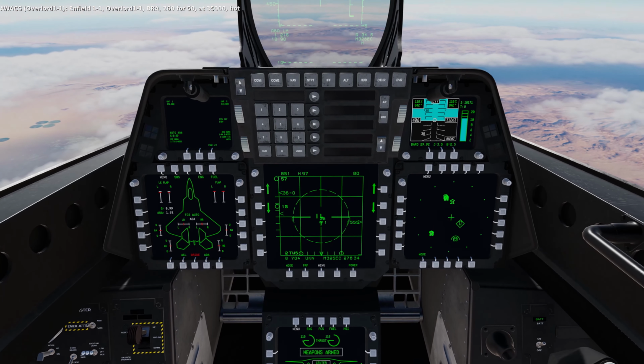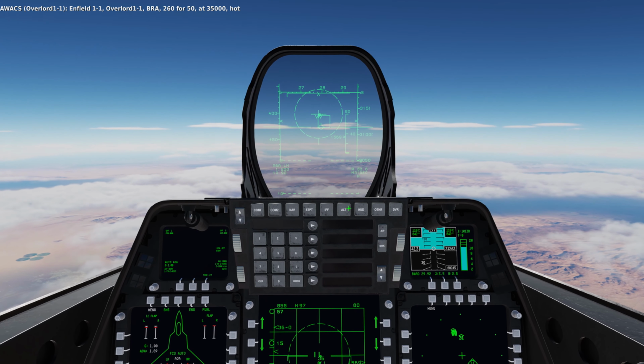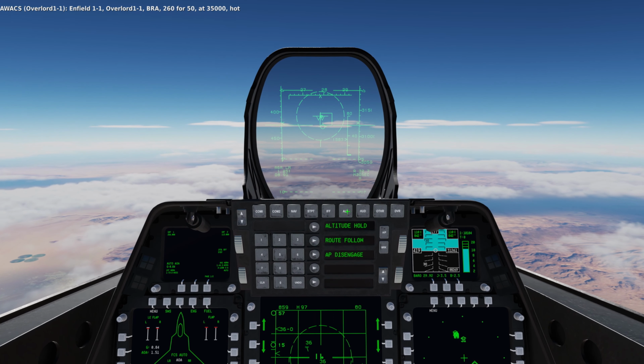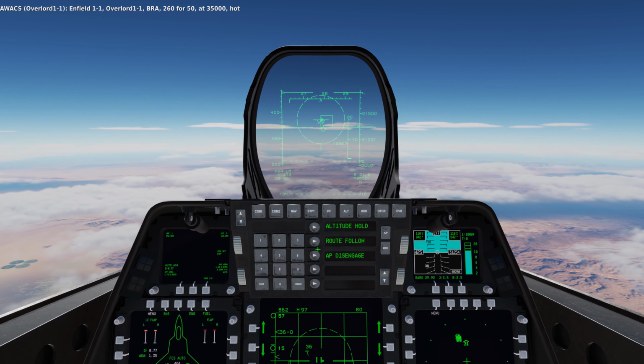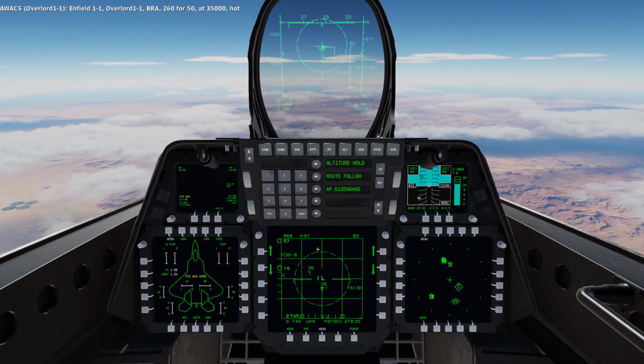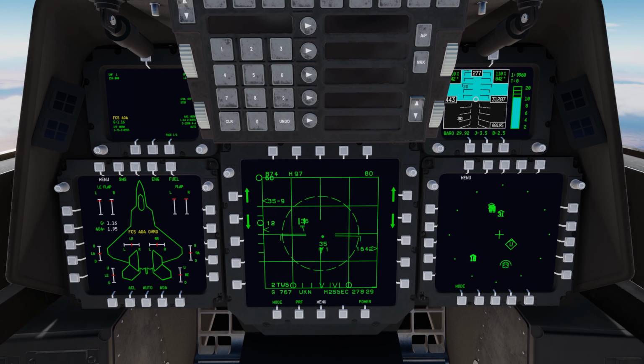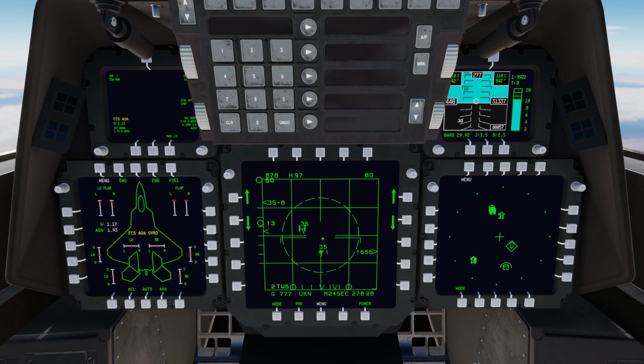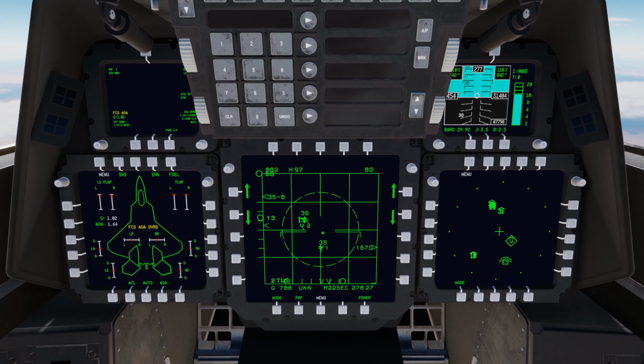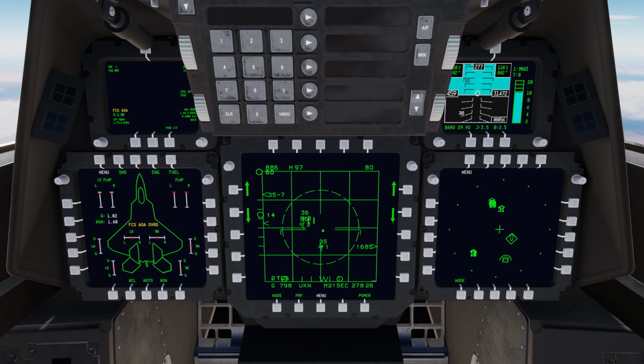Now you can see another brick here. I'm going to bug that one as well. So now I have a third contact and a fourth.